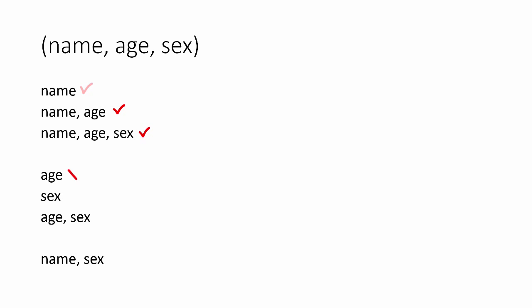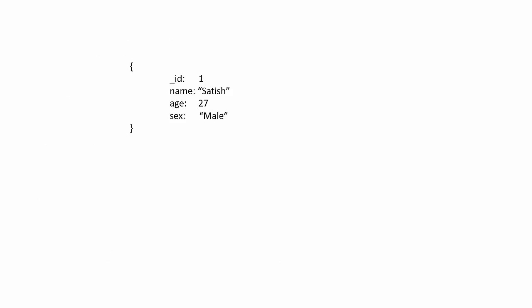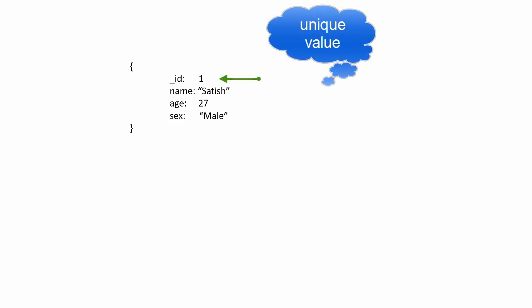If we pass age, it doesn't match. If we pass sex, it doesn't match. It doesn't help. That is, it can't scan through the index collection and find the document. Age and sex, no, not possible. If we pass in name and sex, it only uses the data present inside the name.